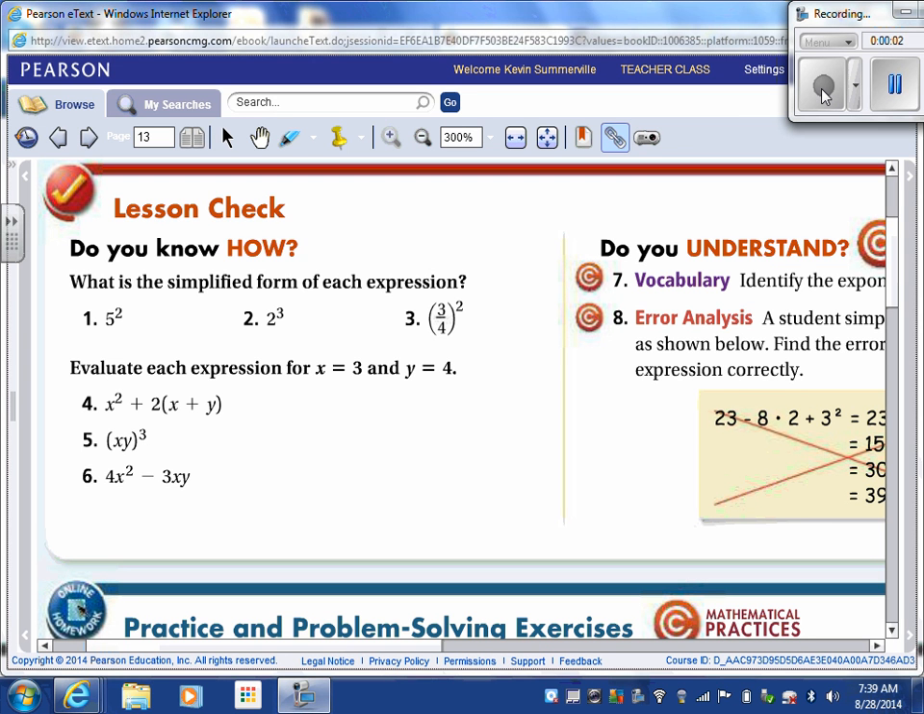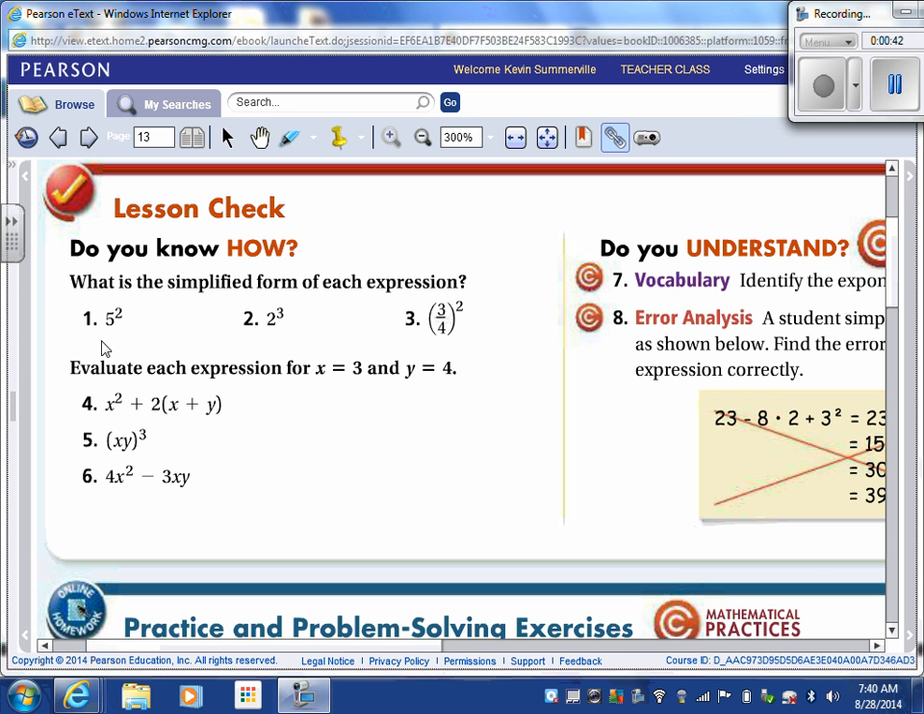Okay, looking at the first example, you are asked, what is a simplified form of each expression? How do I do number one? We're looking at 5 squared. So what does 5 squared actually mean? Does it mean, let me give you a choice, 5 times 2, or does it mean 5 times 5? 5 times 5 is correct. So 5 times 5 is what it means.